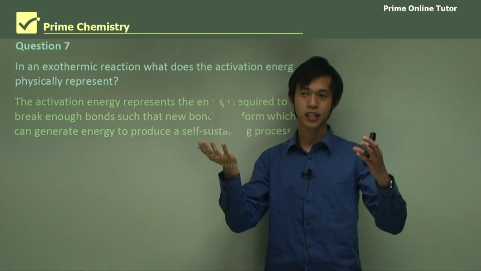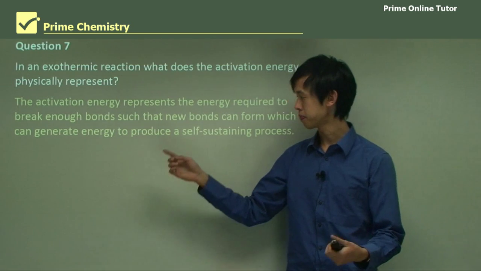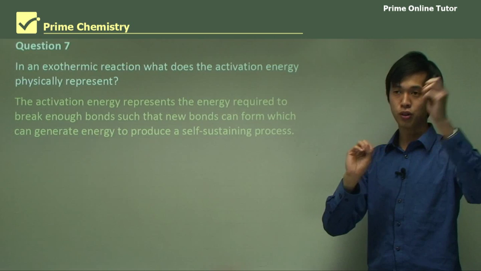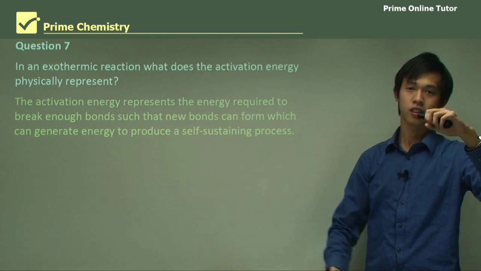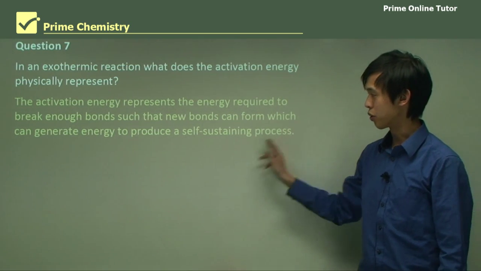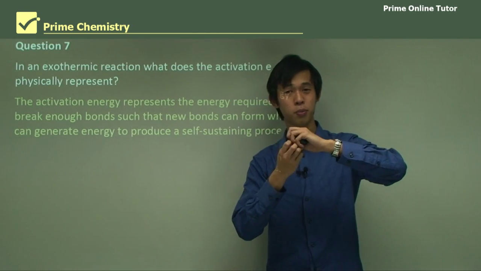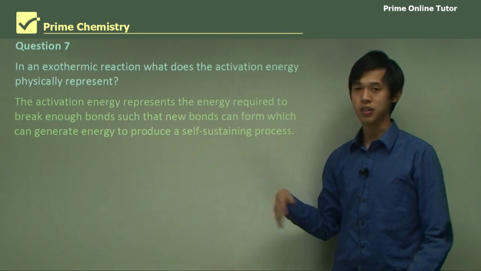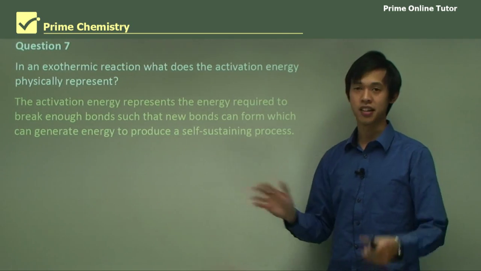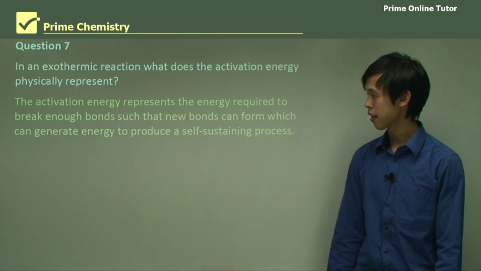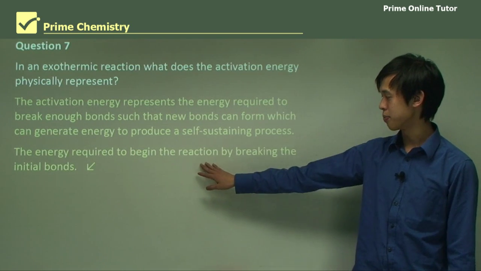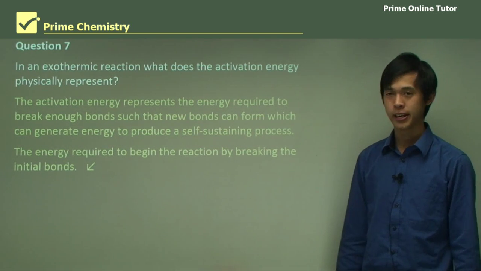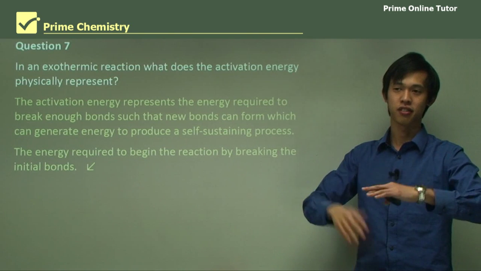So we've got to break the bonds in a chemical so that new bonds can form. So once those bonds are broken, those atoms will form new bonds, which will then release energy. So when they form new bonds, they will release more energy. And that energy can go and break more bonds and sustain this reaction process. Okay? So the energy required to begin the reaction by breaking the initial bonds is a sort of shorter way of saying that. Okay? But this is more of a physical representation, or a step-by-step method.